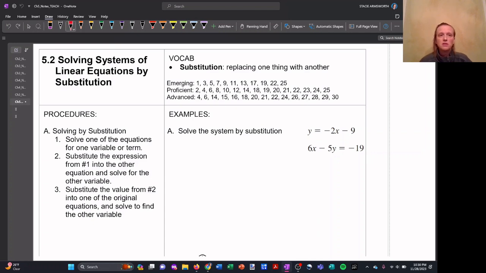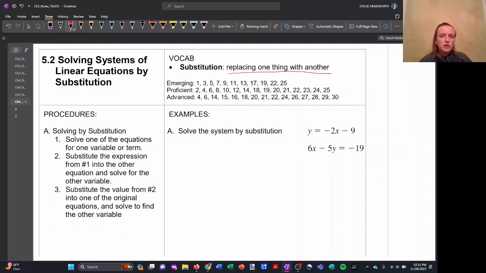And substitution, this isn't a math definition, this is just a regular vocab definition. It just means replacing one thing with another. So if you think about a substitute teacher, you're replacing your normal regular teacher with a substitute for a day or so. And so what we're going to do here is replace a variable, replace x or replace y with an expression that means the same thing.